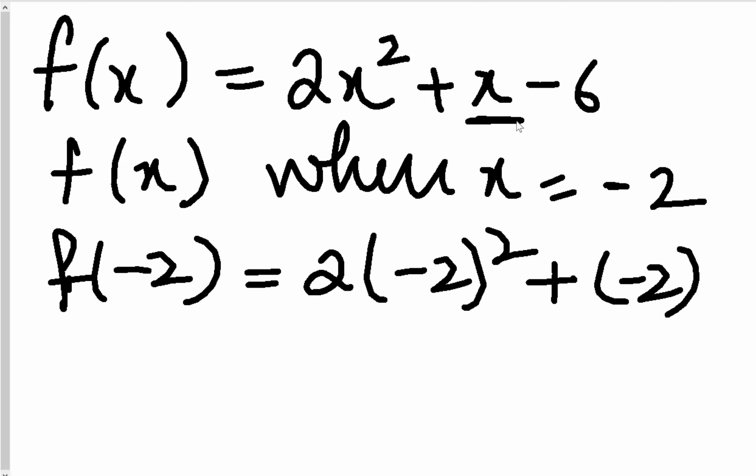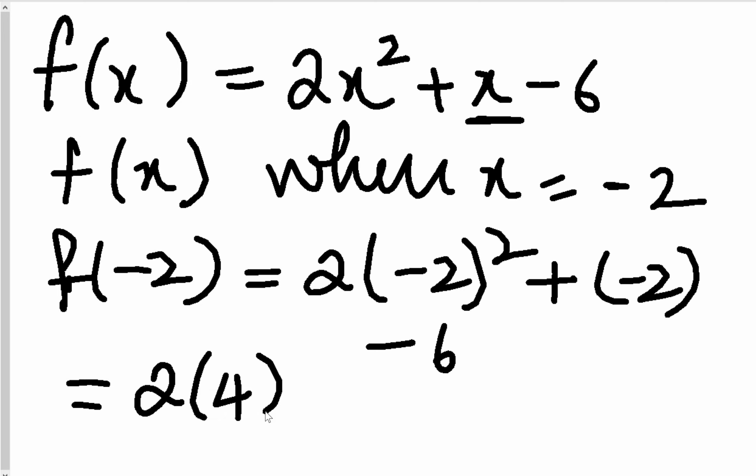x is equal to -2 here. So we have 2 into -2, the whole squared, which is nothing but +4. Minus into minus is plus 4. Plus of -2 is minus; minus into plus is minus. So -2, -6. So here if we see the answer, 2 into 4 is 8. 8 minus 2 minus 6, and the answer is 0. 8 minus 2 gives me 6, and 6 minus 6 gives me 0.